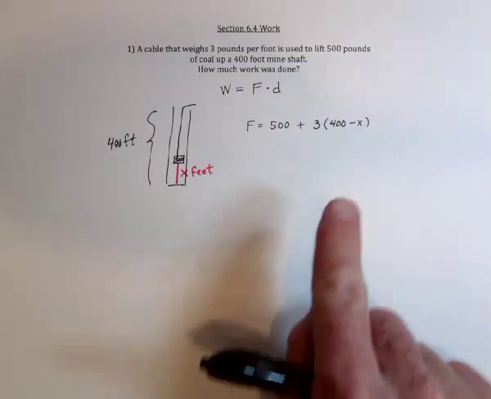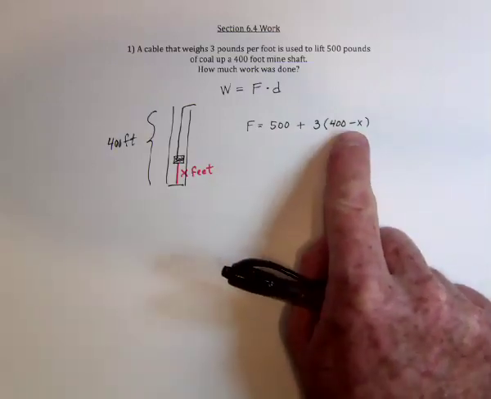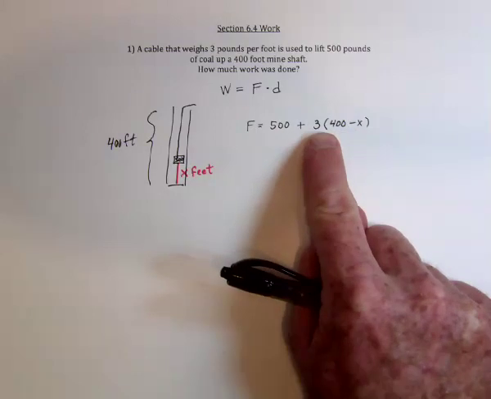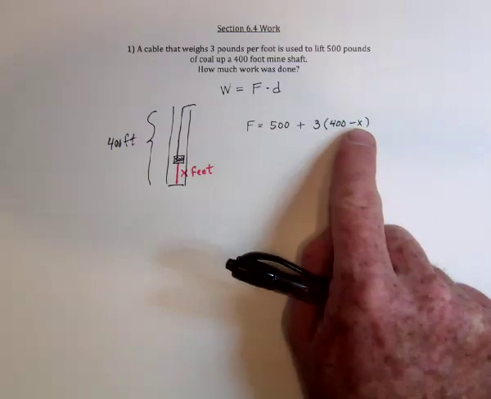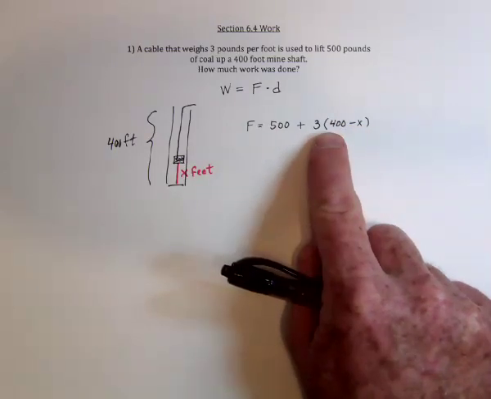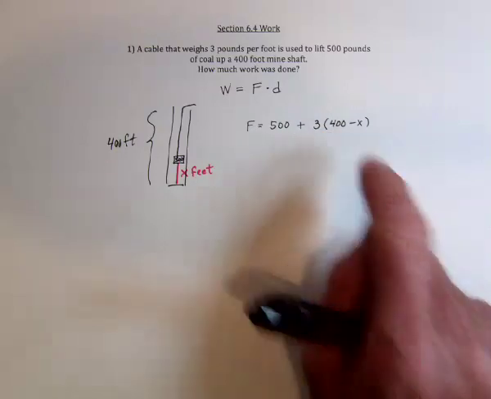And as I said earlier, X is going to range from 0, and when X equals 0, that thing is on the bottom, and it's 1,200 pounds of cable. And by the time it gets to the top, X is going to be 400, and we would have 0 for the weight of the cable since it's already at the top and the job is done.